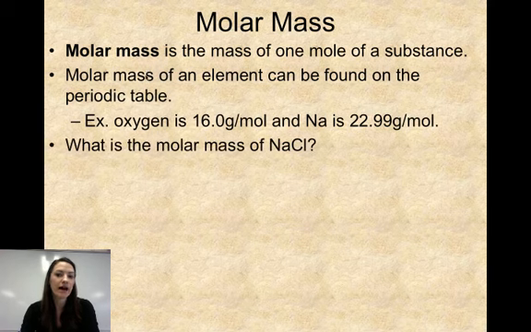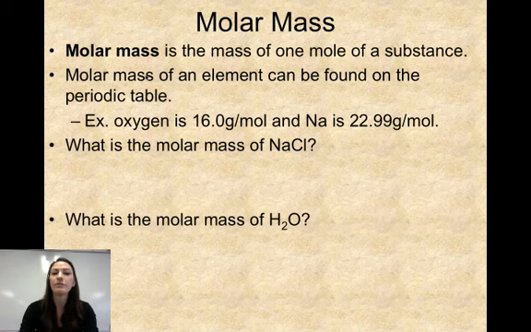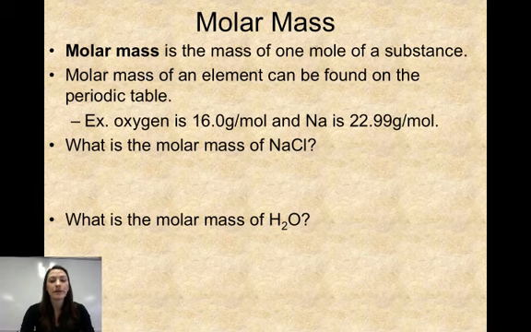So we're going to figure out how we can determine the molar mass of different compounds. All you have to do to find the molar mass of different compounds is add up the molar masses of the elements. Okay. So we're going to add up the mass of sodium and the mass of chlorine, and that's going to give us the molar mass of NaCl.